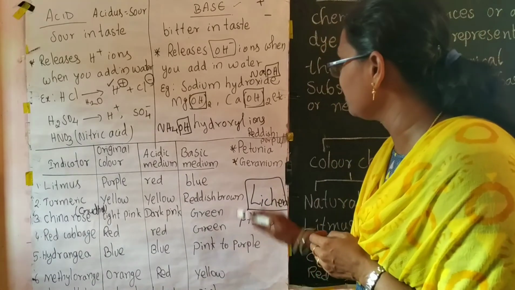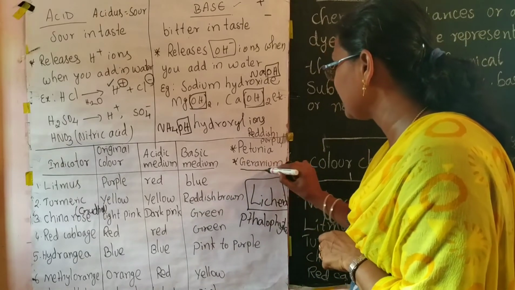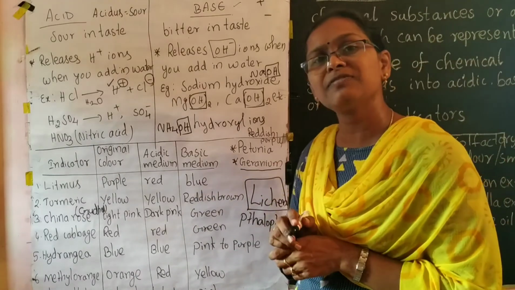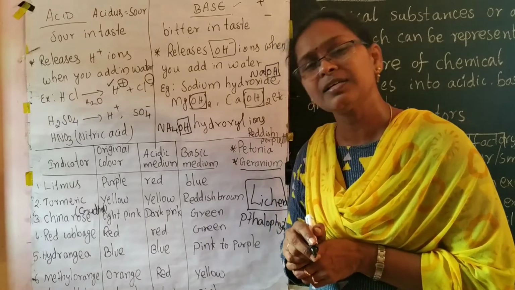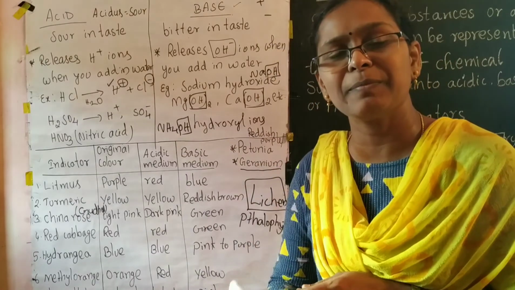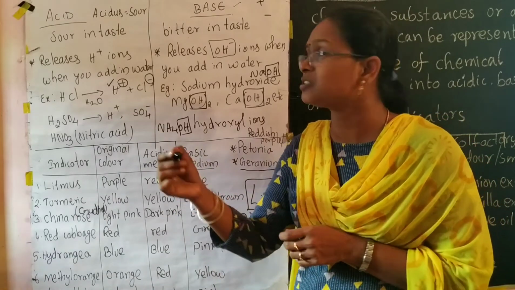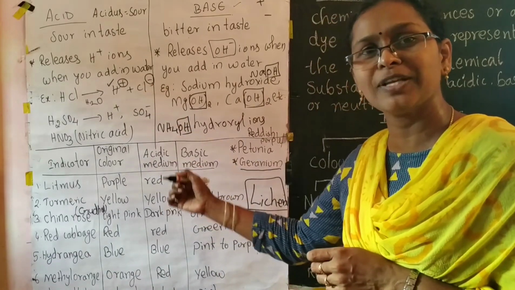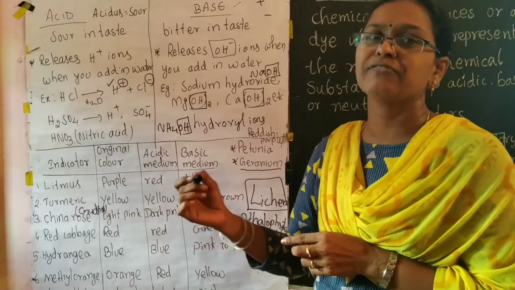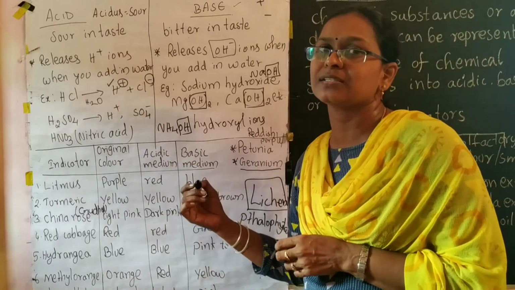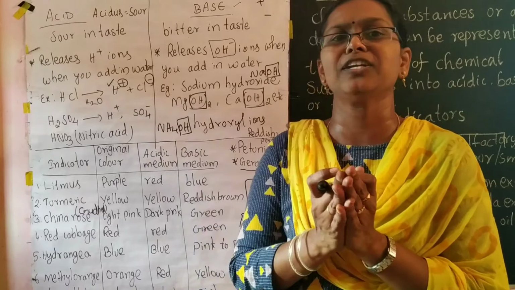Like this, we have another one here, geranium. These flowers are the same: when you dip them in a basic medium, they turn violet. So these are the explanations of how you can find out, based on these indicators, the acids and bases. I hope everyone understood this.